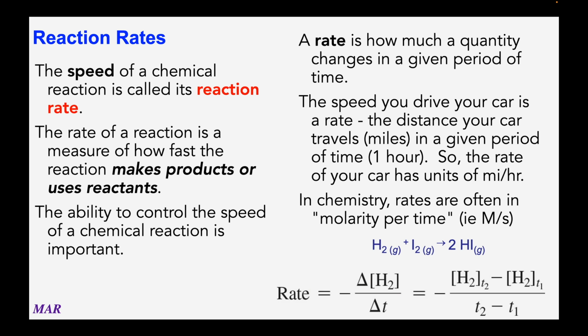So anyway, this will all make sense here in a little bit. It's a little bit weird, but that's what it means. Just remember delta, final minus initial. And then if you see things in square brackets, that means moles per liter.